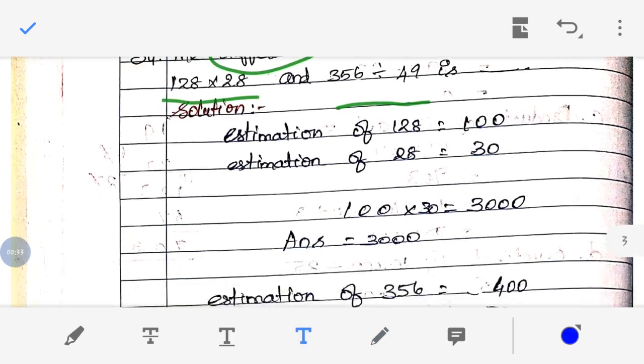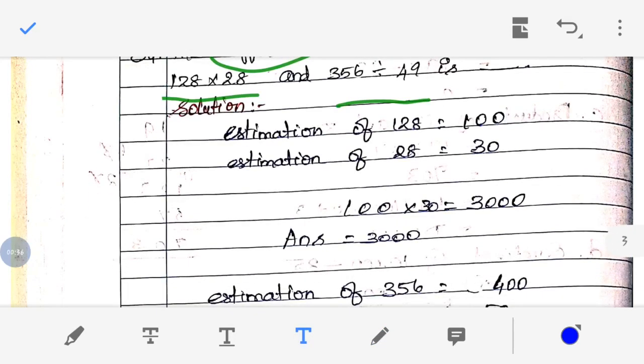So first we are going to perform the multiplication. Before doing any operation we have to do the estimation, right? So estimation of 128. Always we should do the estimation for the higher place value. Here the higher place value is the hundreds place. So in the hundreds place number 1 is present.